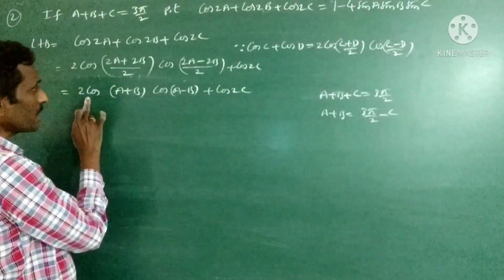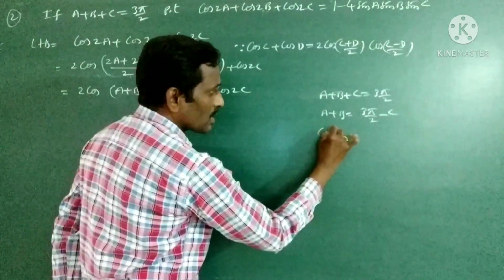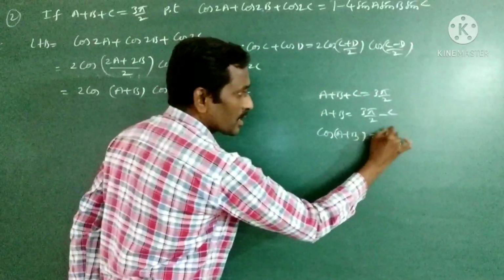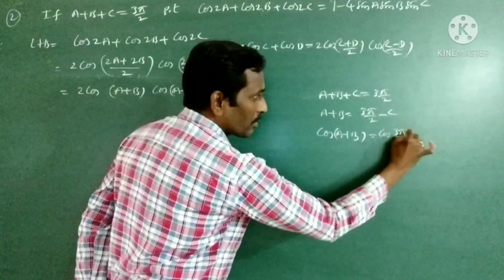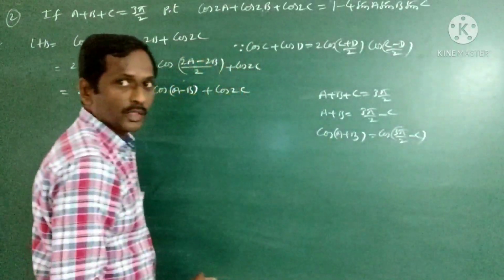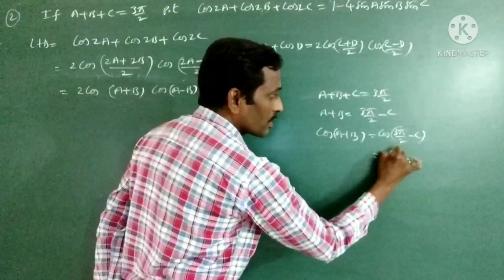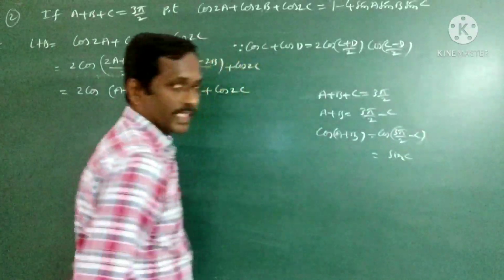What function do we require? Cos function. So cos function of a plus b. Take a cos on the other side also: 3 pi by 2 minus c angle. Any 90 multiple, the function changes, so that you get sin c with the value here.